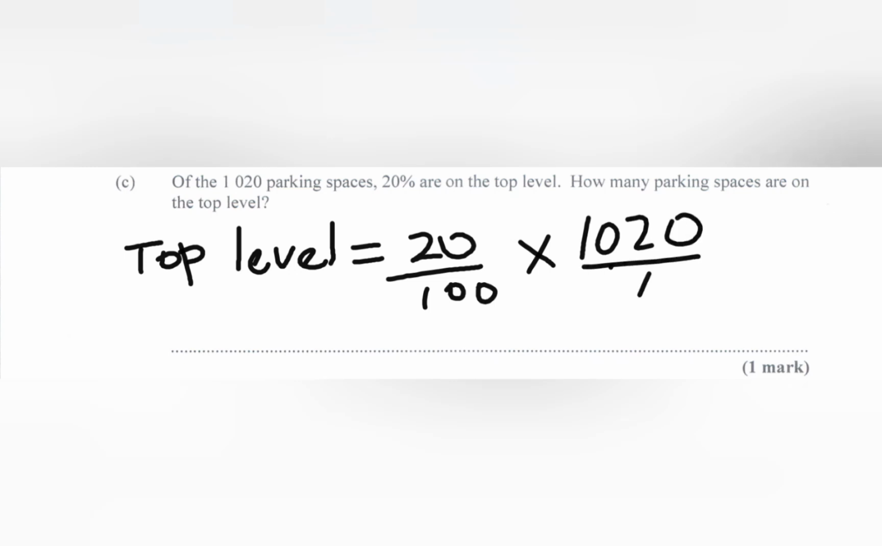We can divide by 10, so 10 into 100 goes 10 times, into 20 goes 2 times. 10 into itself goes 1, and into 1020 102 times. 2 times 102 gives us 204. So there are 204 parking spaces on the top level.